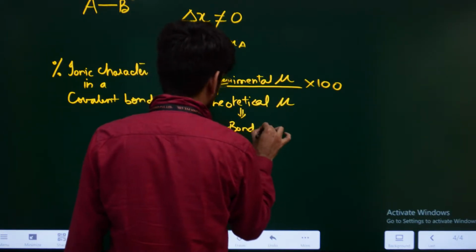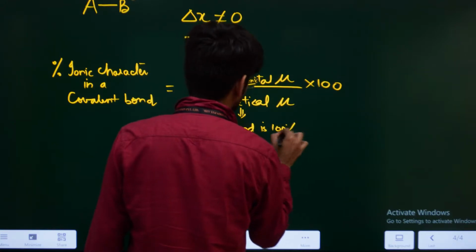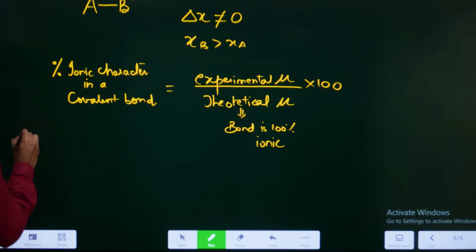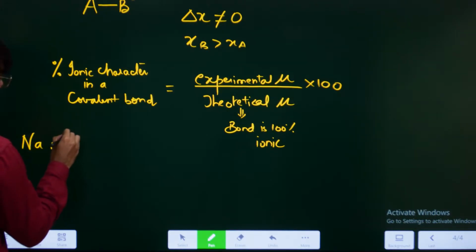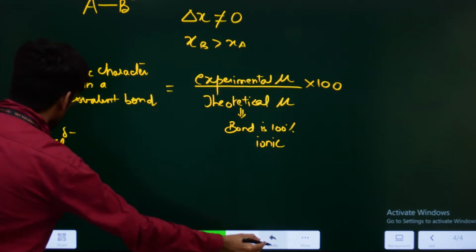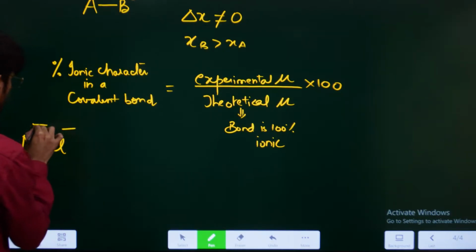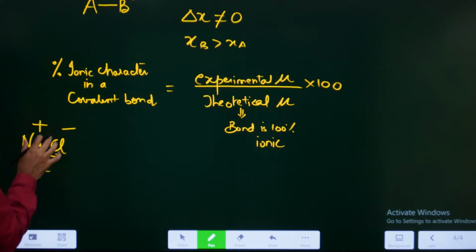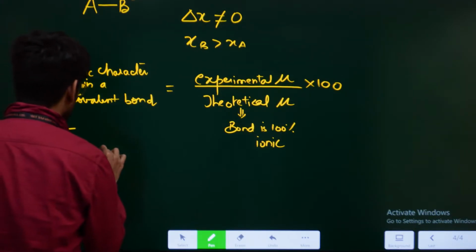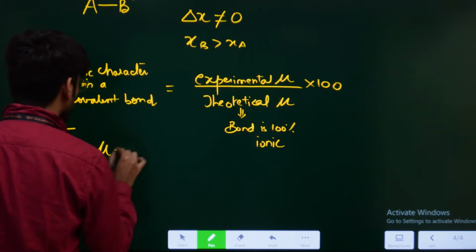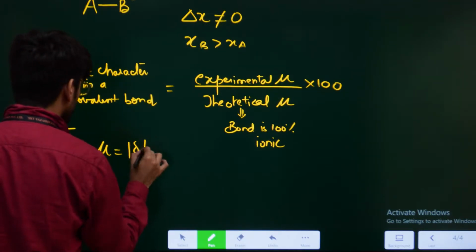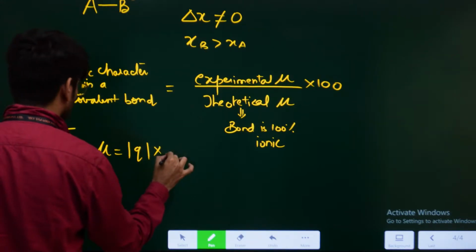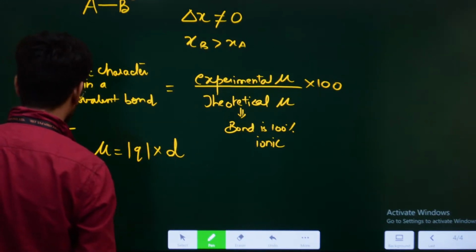If the bond is 100% ionic, for example NaCl, I know that it is not even partial; these are complete charges. If the interionic distance is d, then what is the dipole moment? Dipole moment is the magnitude of the charge, let me write it q, into this interatomic distance.